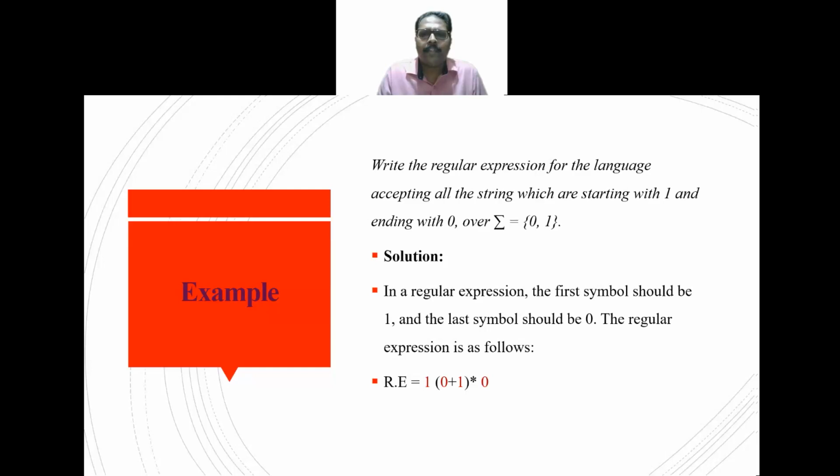In some applications, especially in theory of computation, we are mainly using the symbols, binary numbers. Write the regular expression for the language accepting all the strings which are starting with 1 and ending with 0, over sigma equal to set {0, 1}. It is specific, it defines two things. The start symbol must be 1 and the end symbol must be 0.